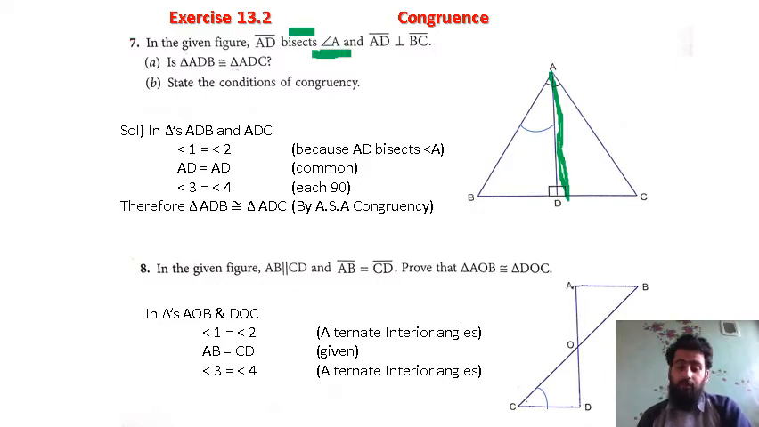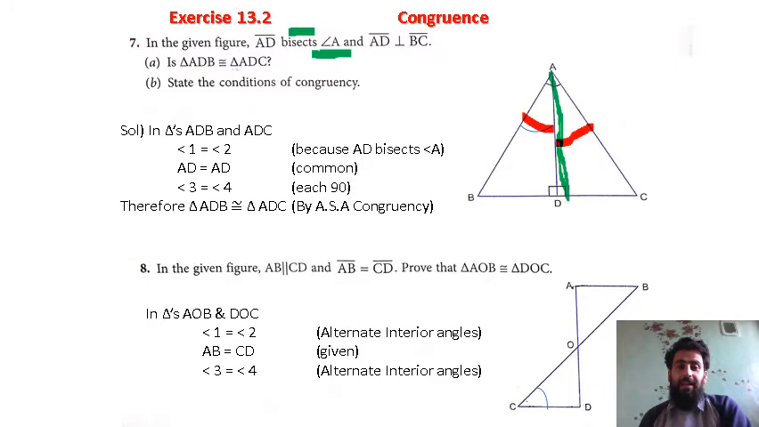What is bisect? We have gone through this term before. Bi means two and sect means section. So it is dividing into two sections, and those two sections are equal to each other. So it is dividing angle A into two equal halves. So this half and this half will be equal to each other.